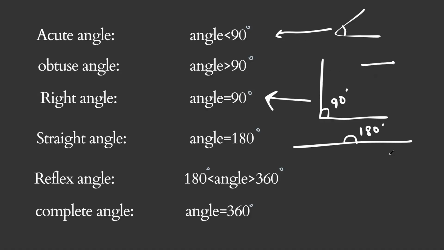An angle which is more than 90 degrees but lesser than 180 is called an obtuse angle. And the angle which is more than 180 degrees, like 270, is called a reflex angle.